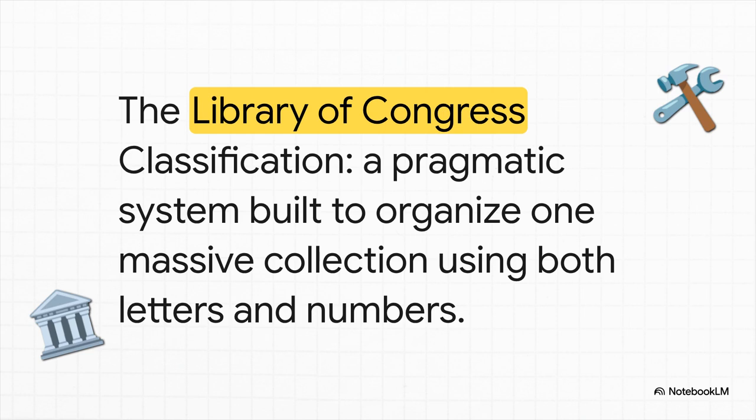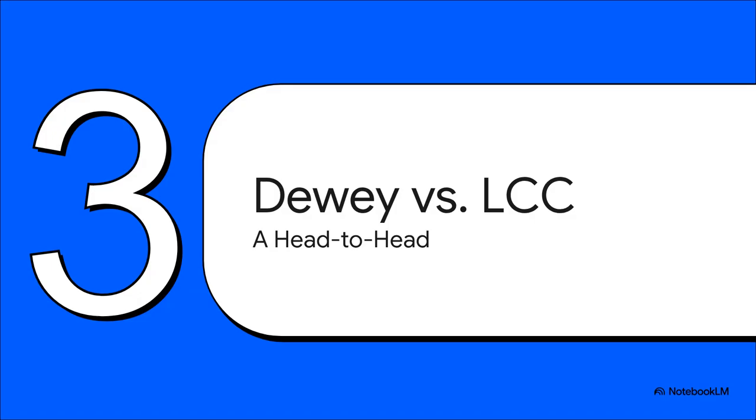Now, this system wasn't born from some grand universal philosophy. Nope, it was a purely pragmatic solution to a very real problem. The Library of Congress was getting books so fast that their old system just completely broke. They needed a powerful, flexible, and endlessly expandable system built for one single purpose, to manage their absolutely massive and highly specialized collection. So there you have it, the idealist versus the pragmatist.